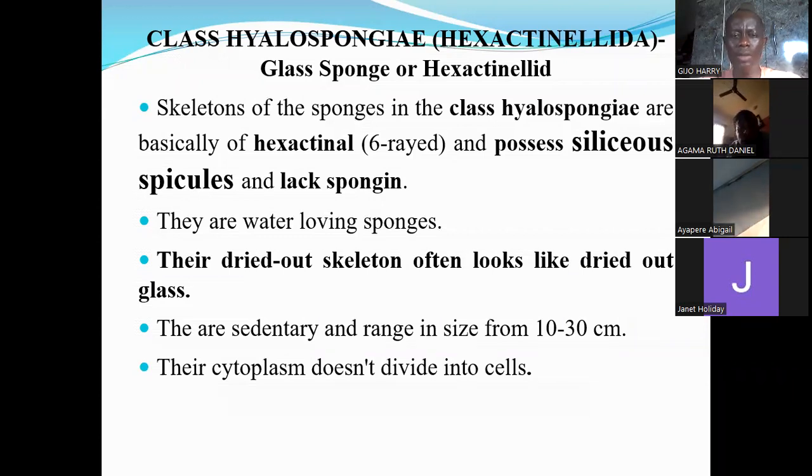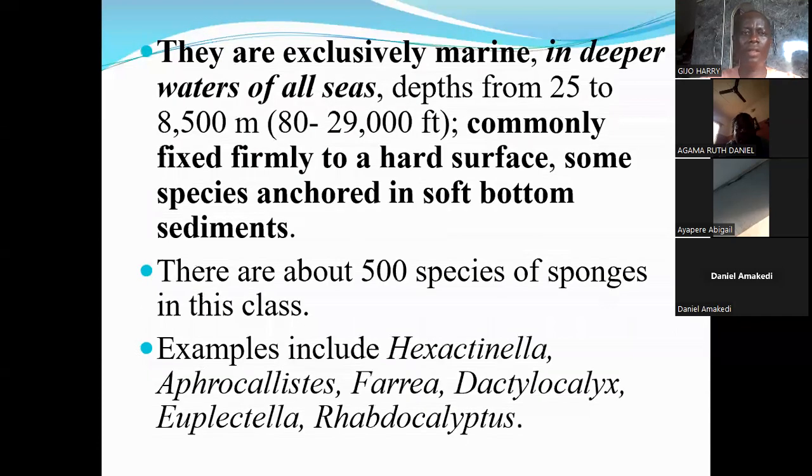They are sedentary and range in size from 10 to 30 centimeters. Sedentary means unmoving. The word sessile can be used in place of sedentary. They don't move from one place to another. Their cytoplasm doesn't divide into cells. That's another characteristic of these sponges.